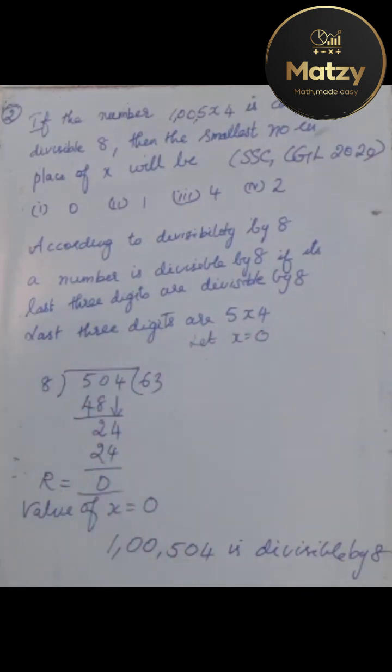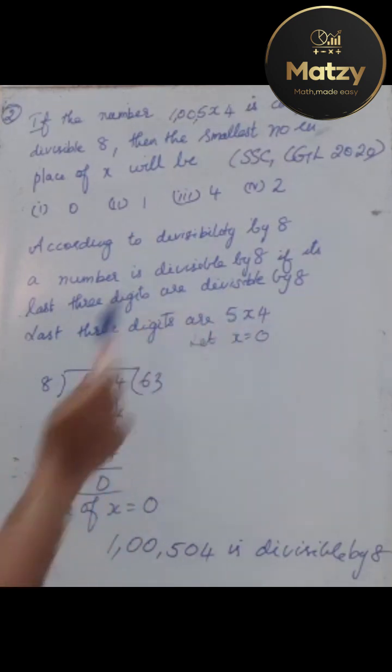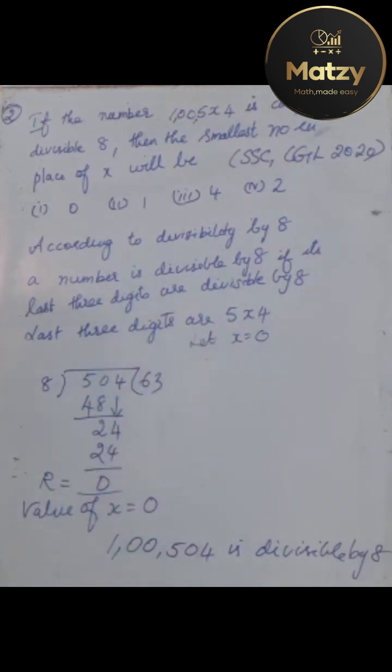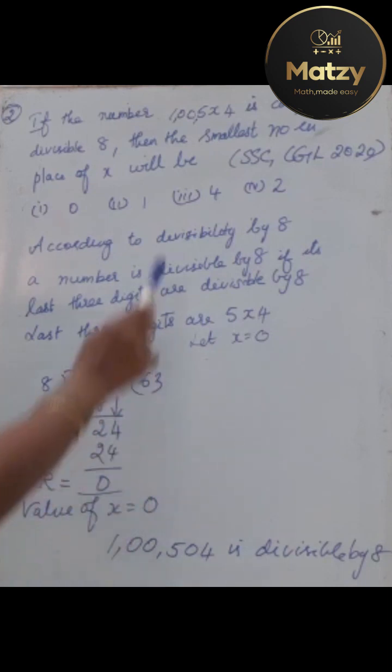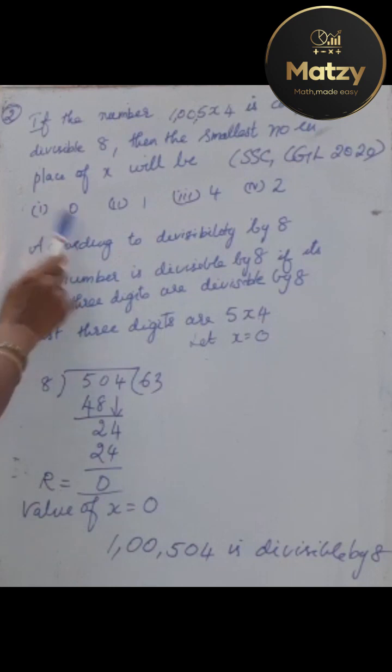If it is not divisible by 8, then you should take the x value as 1 and proceed. Now 504, I am dividing it by 8. 8 is going in 56 times, 6 8s are 48, remainder is 2. Then in 24 it is going 3 times. So 24 minus 24, I am getting remainder 0. So the value of x is 0. So Option 1 is the correct answer. Thank you.